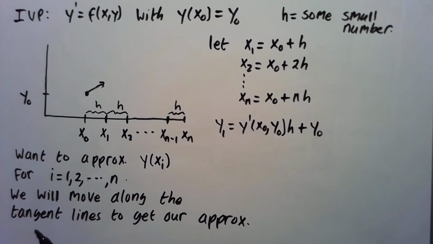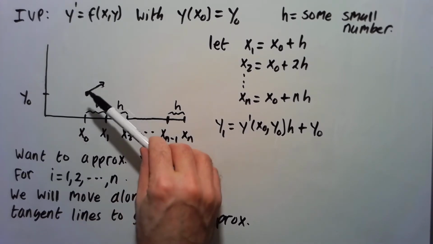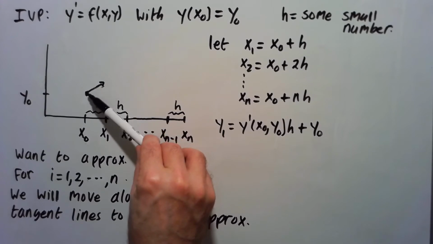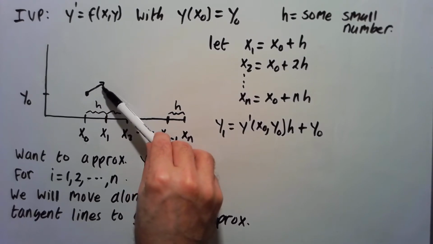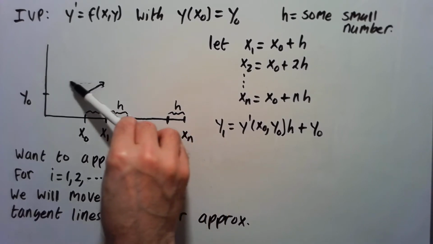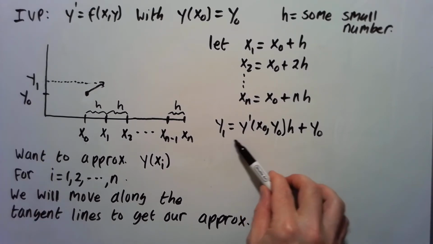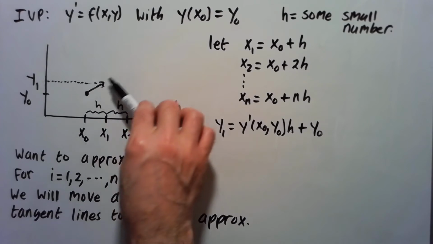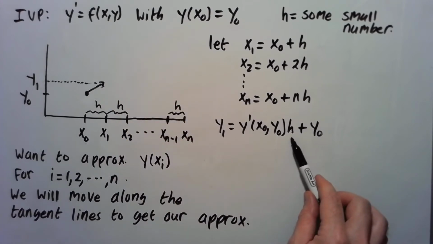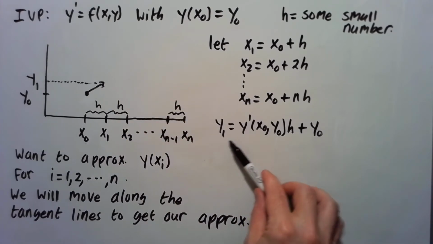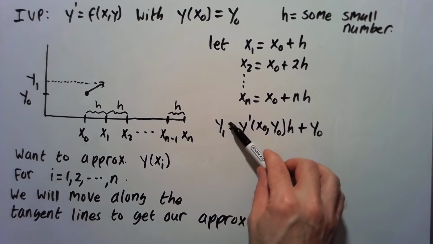So let's approximate, say, y1. Well, that'll be the y value corresponding to x1. We're going to approximate that by going along this tangent line here. So we're going to go along at h, and then that value over there would correspond to y1. So you can see then this is the formula to find y1. You're traveling along the tangent line h. So that's how we'd find our y1.